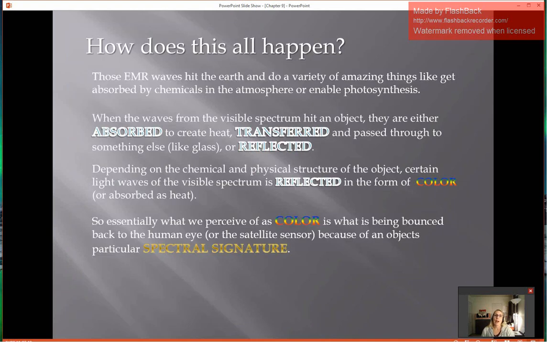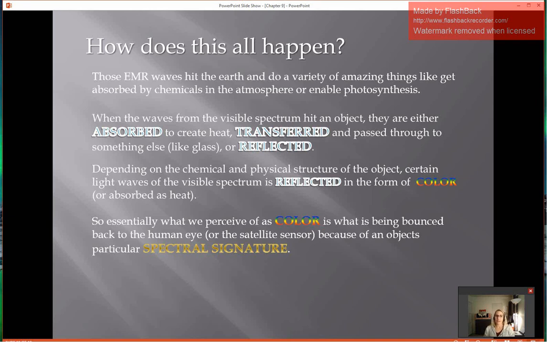So how does this all happen? Those EMR waves hit the Earth and do a variety of amazing things. They get absorbed by chemicals in the atmosphere, and they get absorbed by plants. Photosynthesis happens. But when the waves from the visible spectrum hit an object, three things happen. They are either absorbed to create heat, transferred and passed through to something else, such as passing through glass, or reflected, or it's a combination of things.